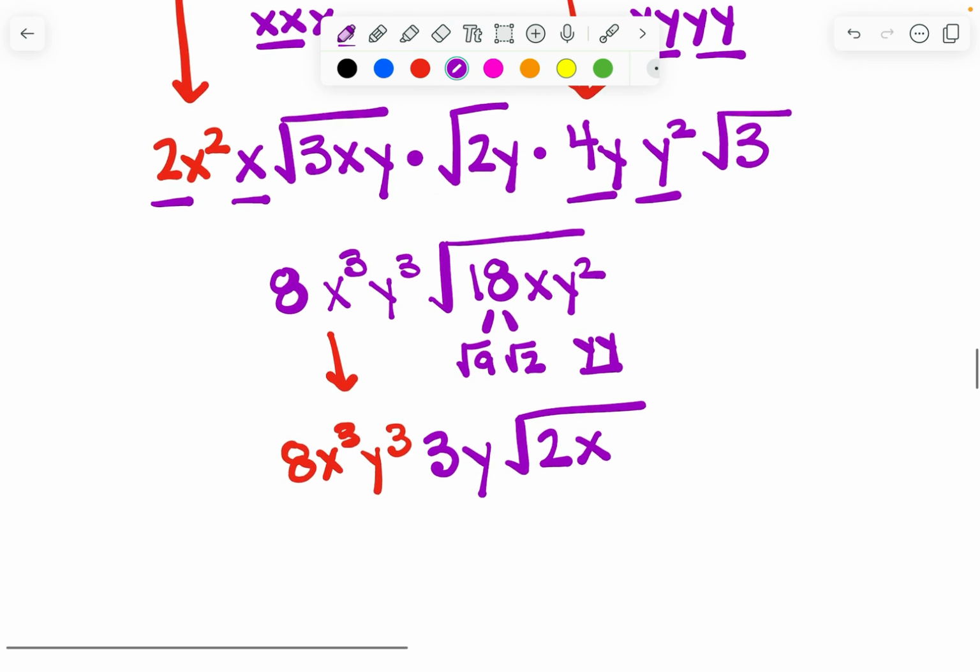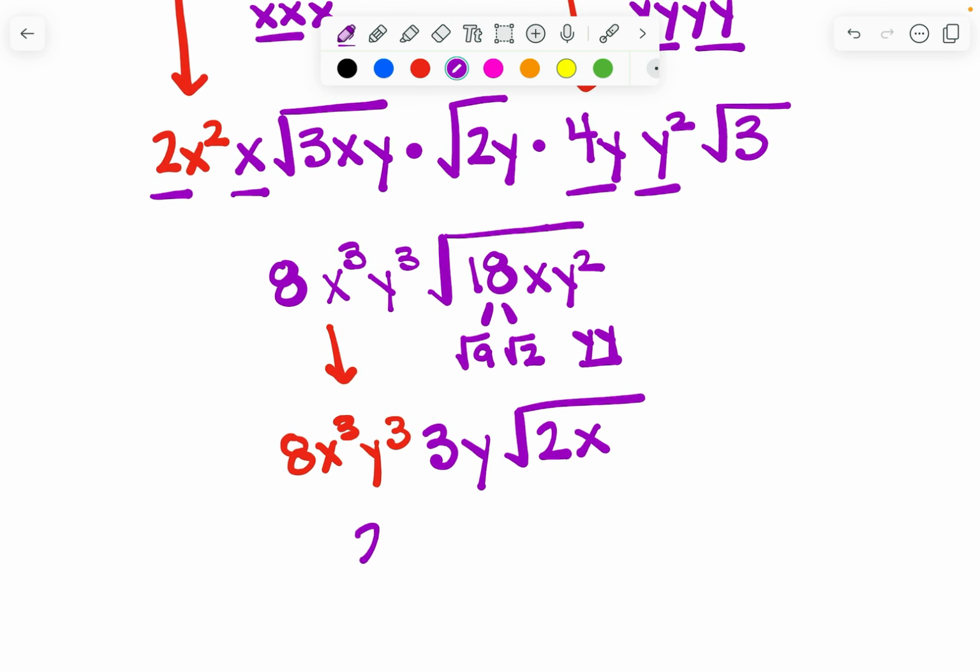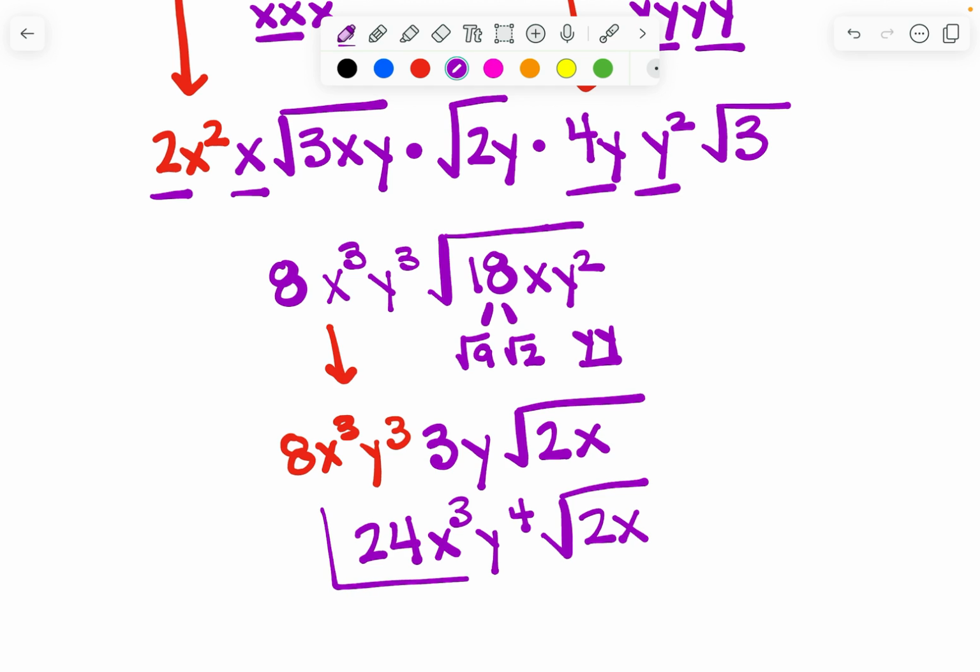So now we can multiply. 8 times 3, 24. Out front I have 3 x's, so x to the third. I have y to the third and y, so that's going to give me 4 y's. And then underneath I'm going to be left with square root of 2x.